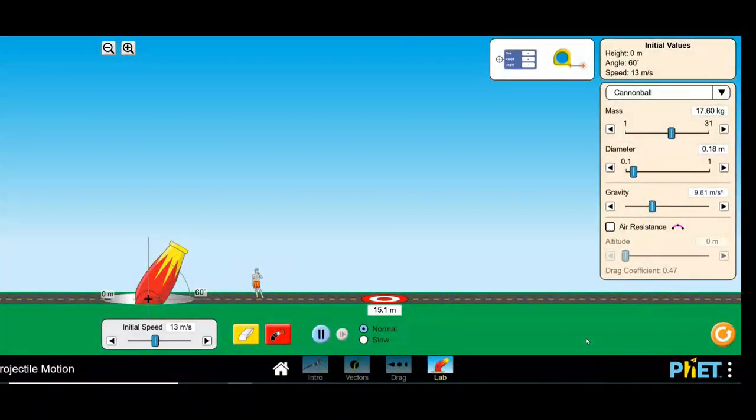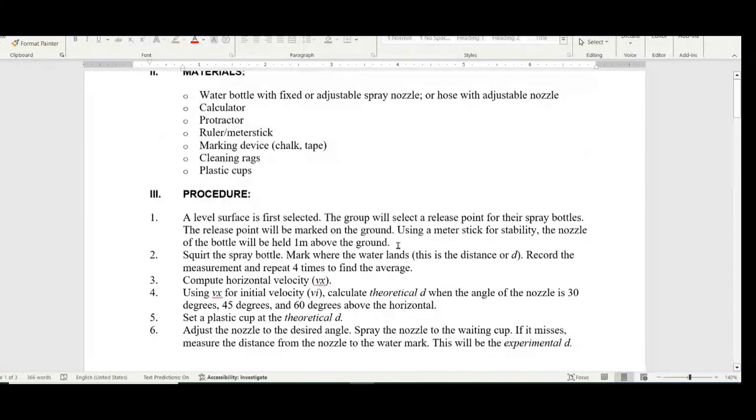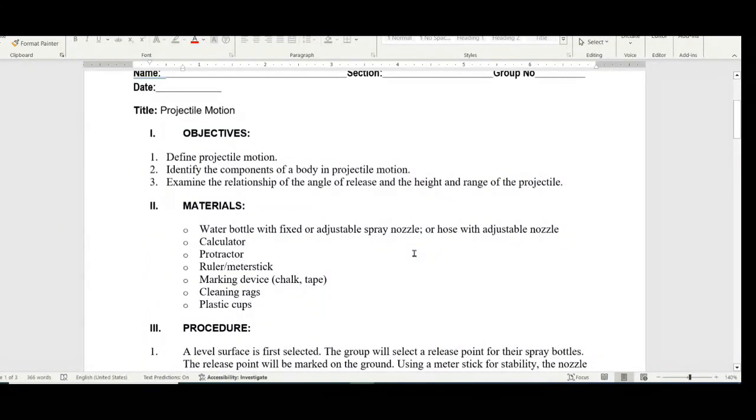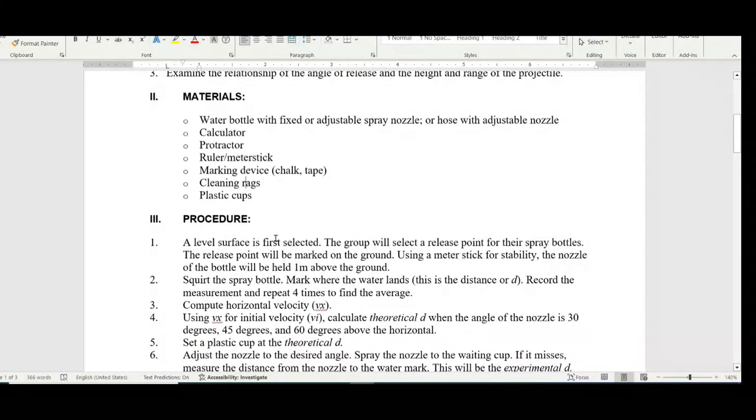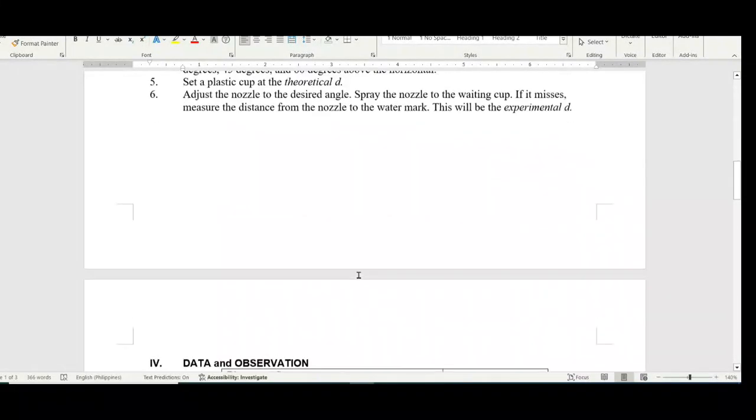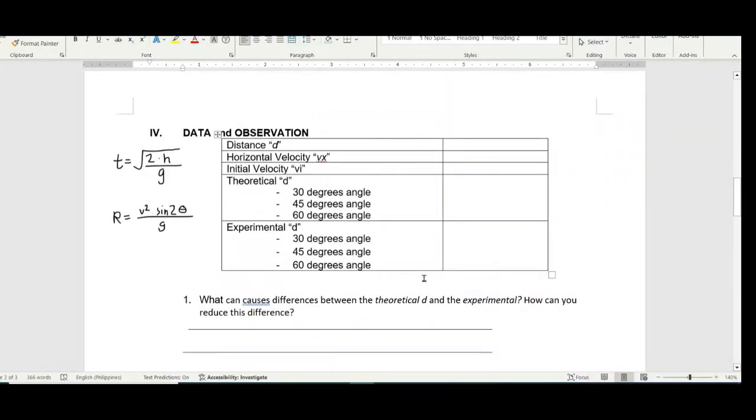Hello, good afternoon. Today I will show how to do the task sheet that we had from last time for projectile motion. We have here the task sheet, the objectives, the materials, the procedure, and then the data and observation table, as well as some handy formulas on the side. You will have to note or copy this, since it is not on your task sheet.